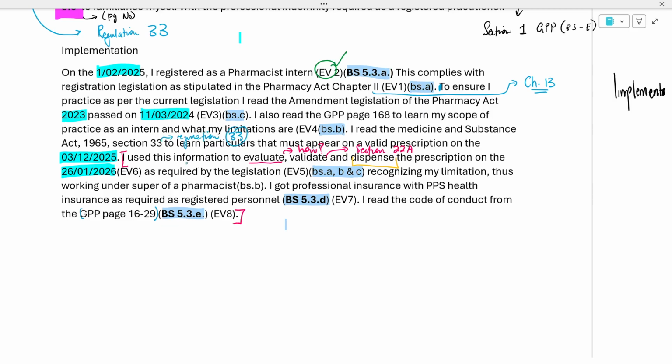Okay. All right. So here, this is where the magic happens. You start by saying, I use this to evaluate. I checked. You state the items that you check. Did you check when the prescription was presented? Did you check the patient's name? You just summarize what you did. So I use this information in phase one of dispensing, where I checked against regulation 33 if the doctor had included 1, 2, 3, and if the prescription contained 1, 2, 3.